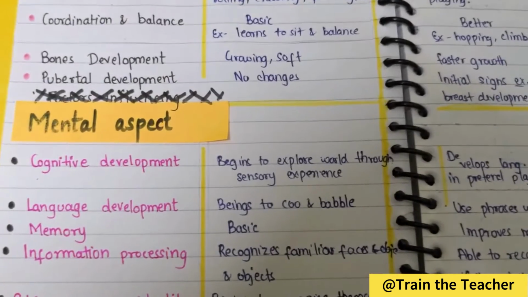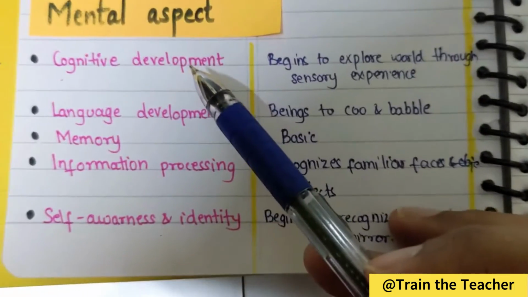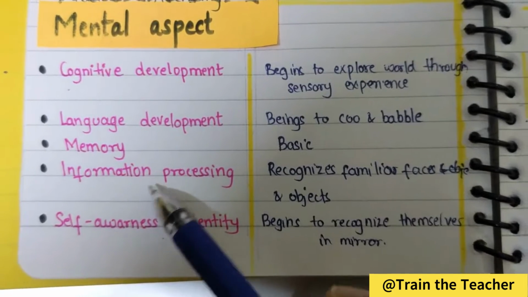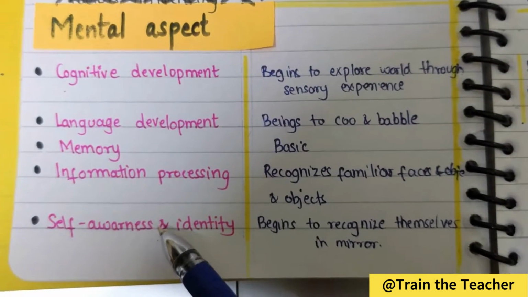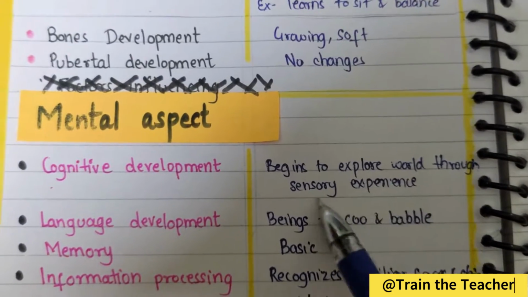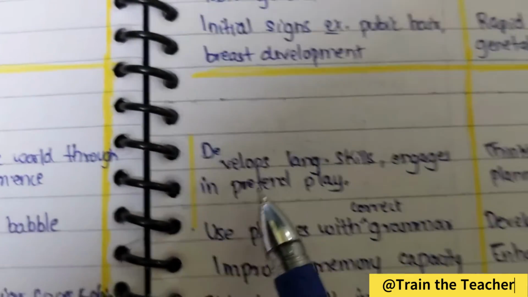We'll talk about the mental aspect. Now there are 5 points that I have mentioned in mental aspect: cognitive development, language development, memory development, information processing, self-awareness, and identity. Infants begin to explore the world through their sensory experience. So this is the cognitive development that takes place.